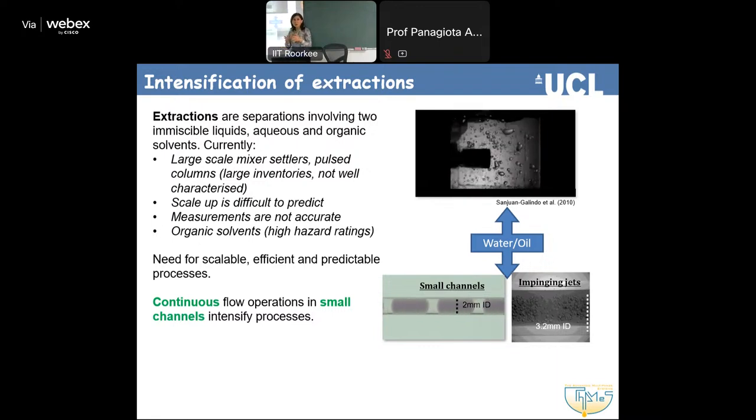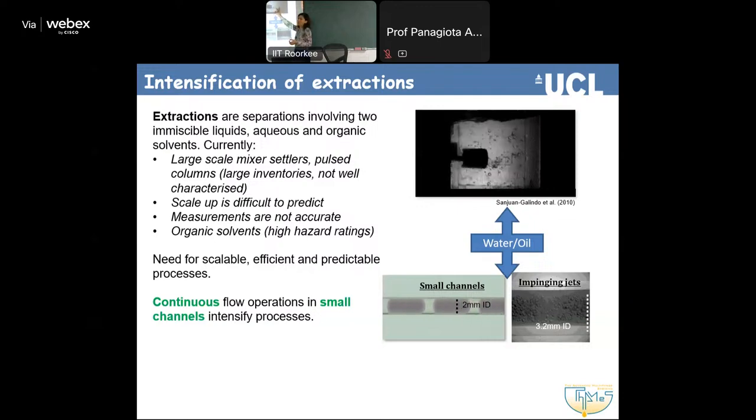And again, for those with some chemical engineering background, traditionally extractions happen in mixer-settler systems, which involve stirred vessels. And here is a stirred vessel and a two-phase flow in a stirred vessel. So we see that there is a lot of inhomogeneity. There is a wide size distribution of the dispersed phase. So all these stirred vessels are not very well characterized, which means that their scale-up is difficult to predict. And of course, measurements are not accurate as well.